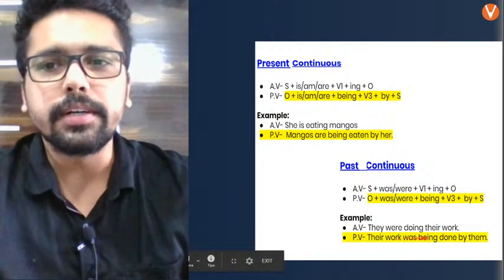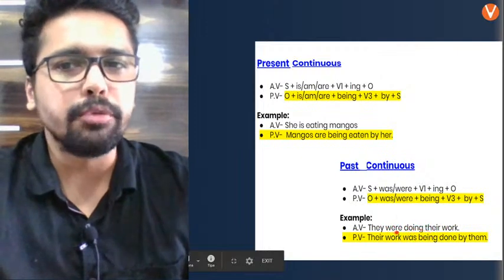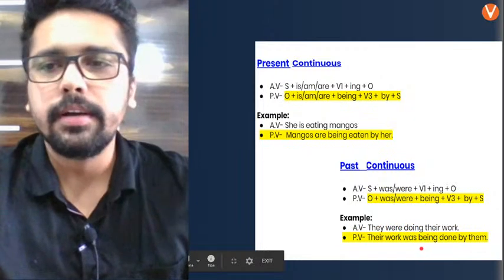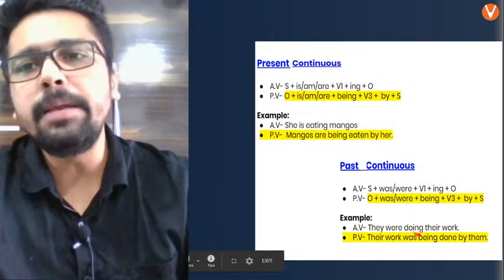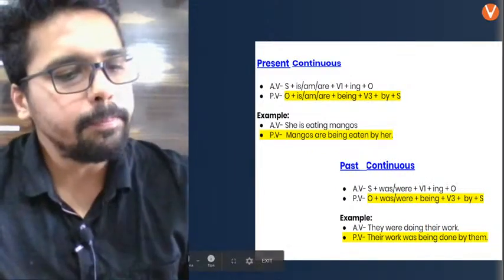They were doing their work. Past continuous. So was or were. You either have was or were. Now this was or were will change to was being or were being. So was, were in active; was, were being in passive. It's very important to use being, because was, were being is passive.